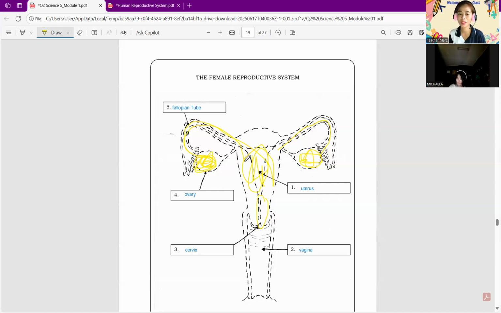Any other concern or clarification? No? Really no. If ever you need a copy of the definitions of its parts, I will send it to our chat box here on Zoom. No worries. Just let me know if you need a copy, okay?